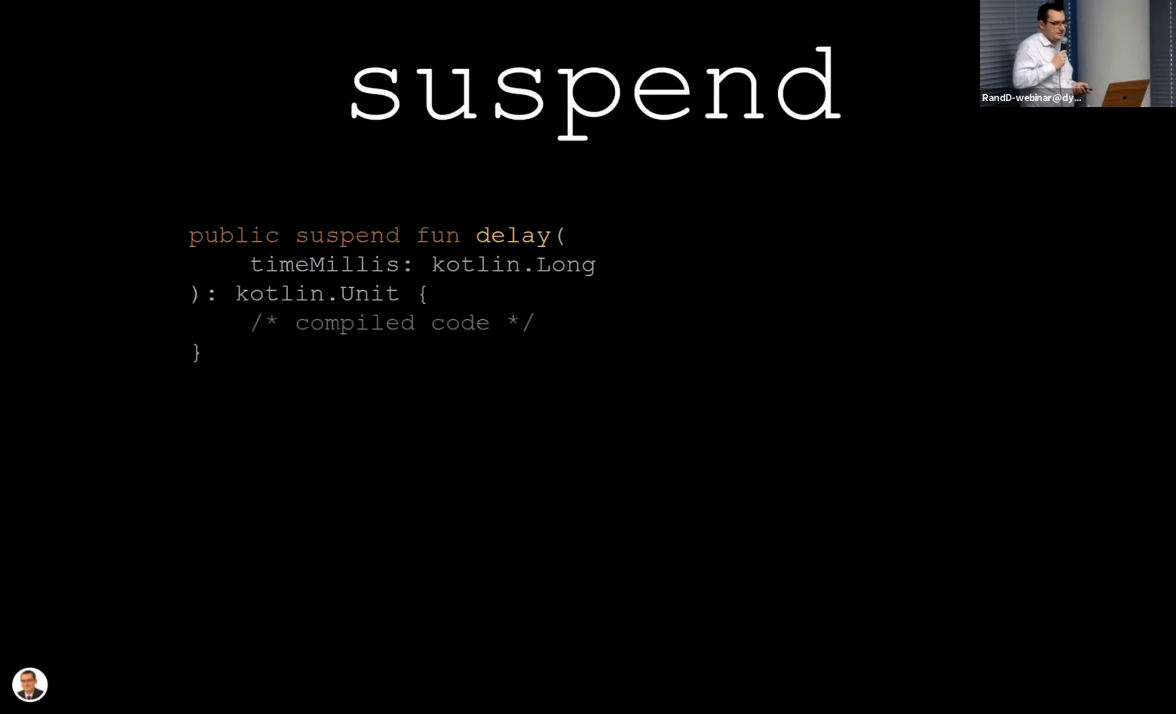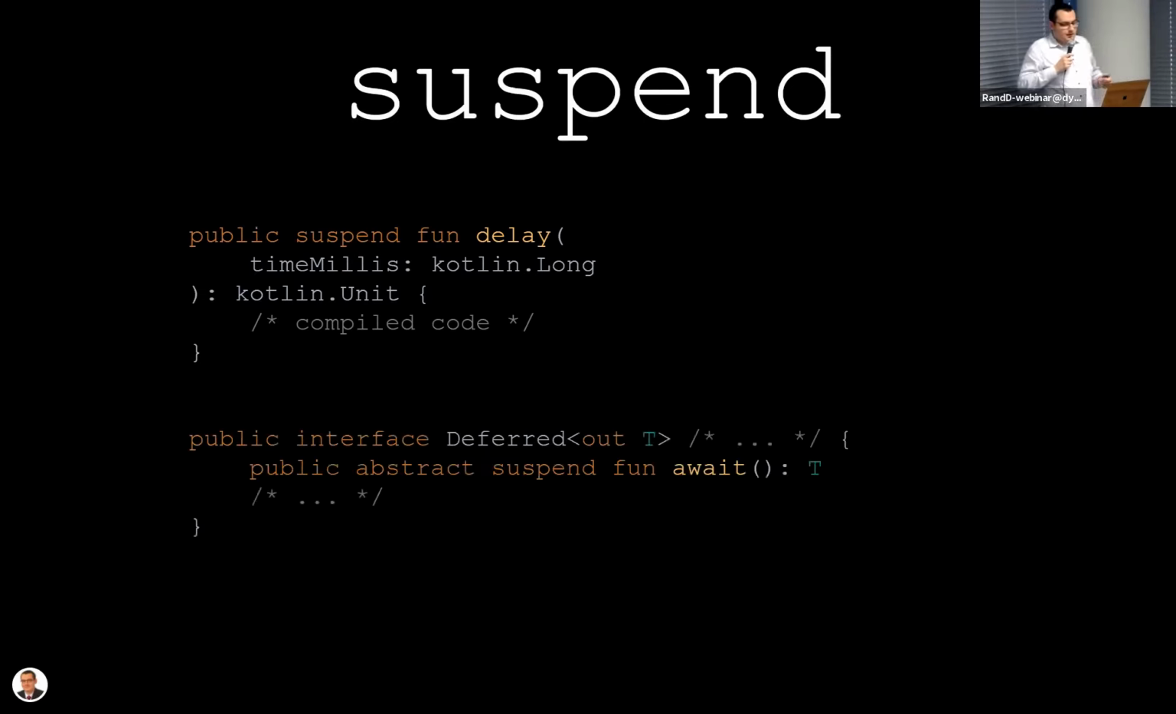We've already done it. Remember the delay function that we used instead of Thread.sleep? This is a suspend function, and it makes sense. It will take some significant amount of time to just sleep, so it is a suspend function. And also the other one, in Deferred, the future-like object, we've used the await in order to get the future result. And this is also a suspend function. So it's not tough to use suspend functions.